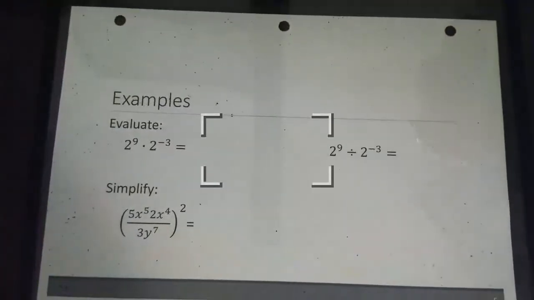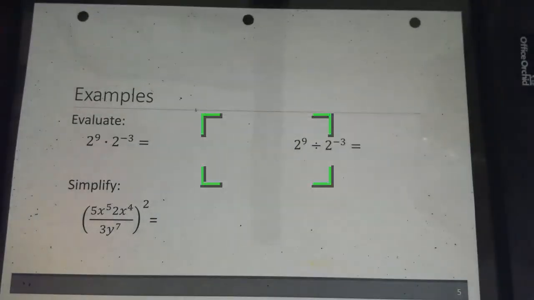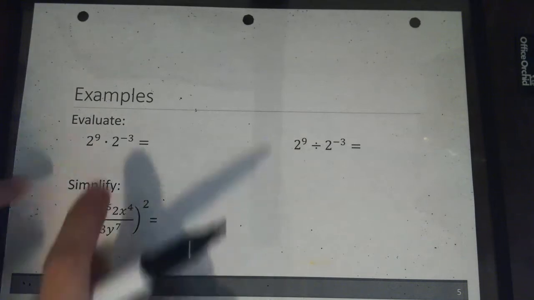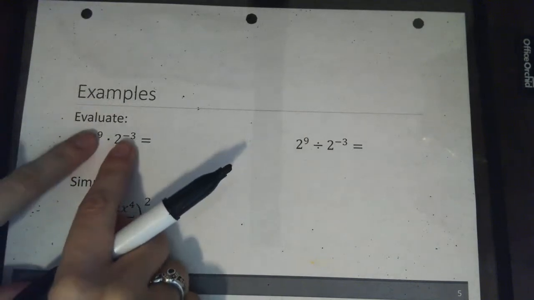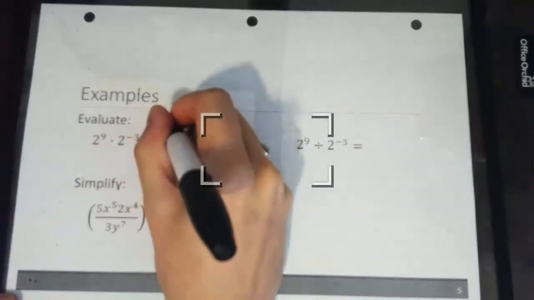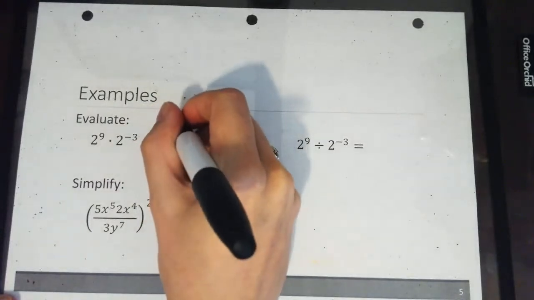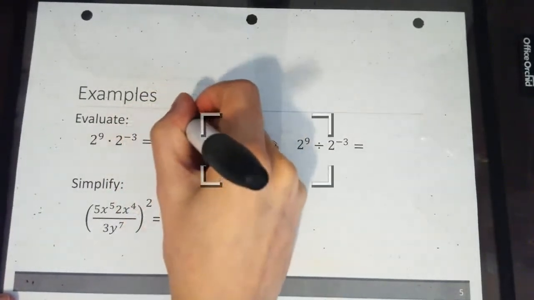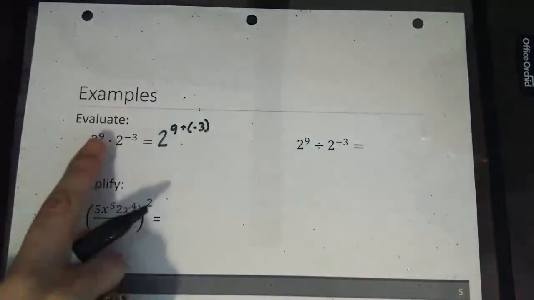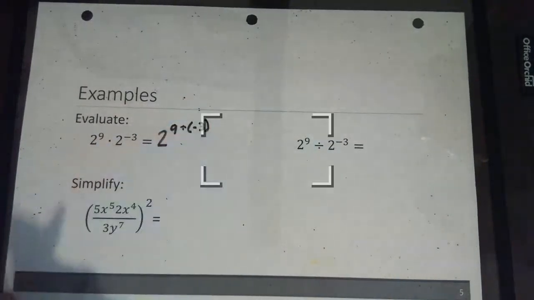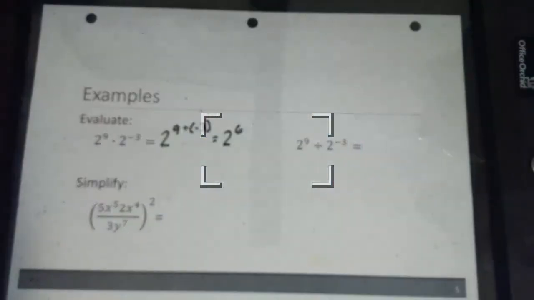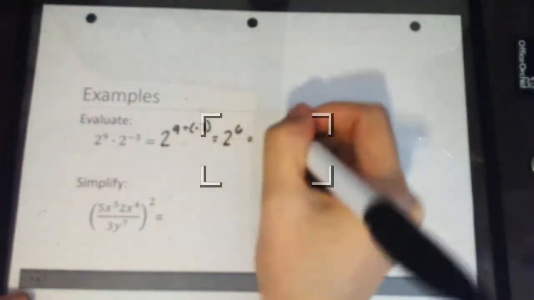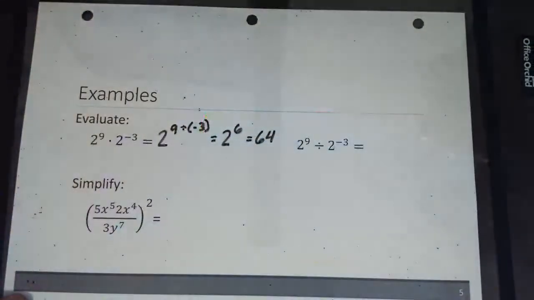So we're going to take a look at some examples that we want to simplify. First up, we have 2 to the 9th times 2 to the negative 3rd power. I have two numbers being multiplied by each other and they have the same base, the big part. That means I can add my exponents. So this will be 2 raised to the 9th, but to that 9, I want to add a negative 3. Because they're multiplied, I add the exponents. 9 plus negative 3 is equal to 6. So this is 2 to the 6th power, and that is equal to 64.